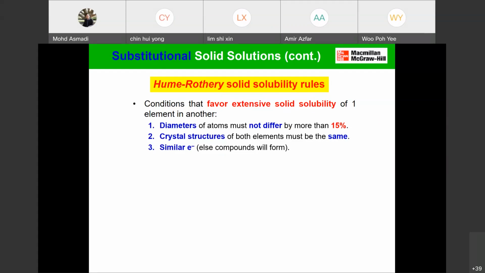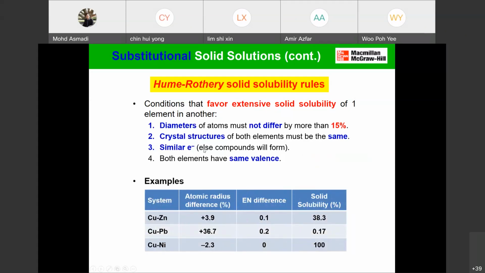Okay, not higher. And then this one, both elements have the same valence, meaning that you have 2+ and 2+. Valence atom 2+ and 2+. If not the same, the solubility is going to decrease. This one should be in terms of electronegativity, not so really different, meaning similar electronegativity. So this is the example.